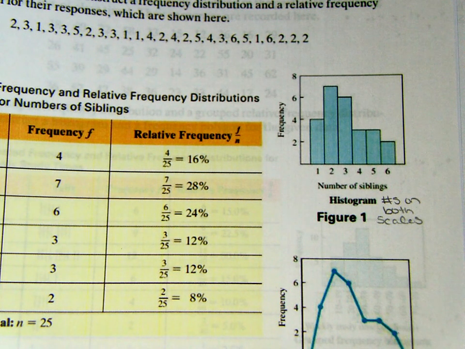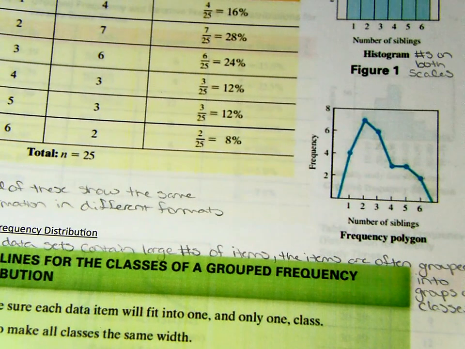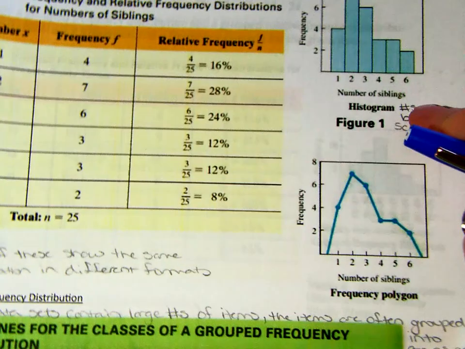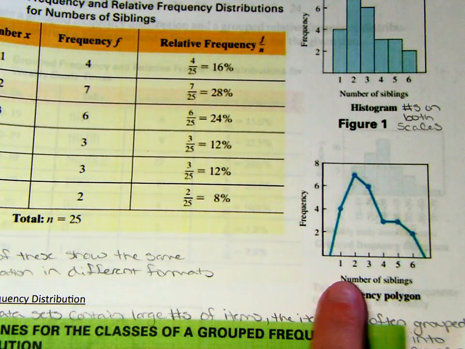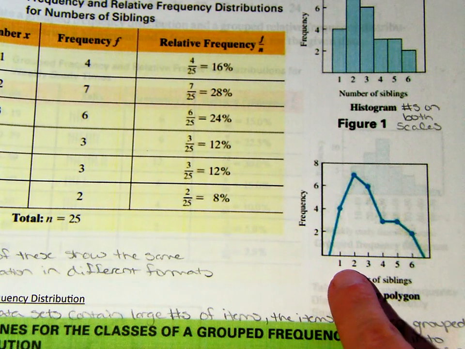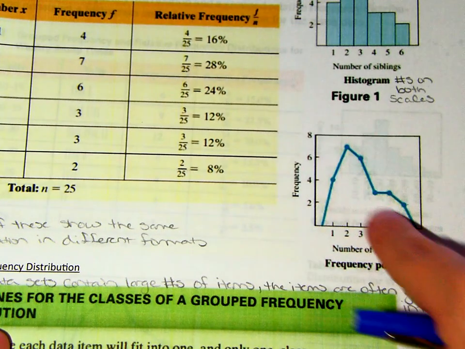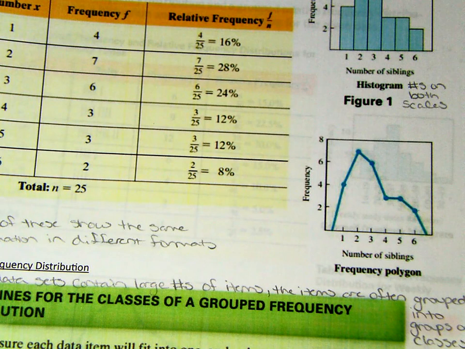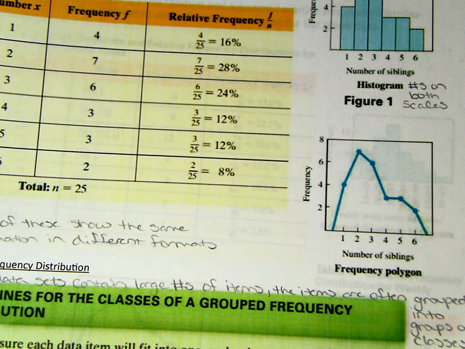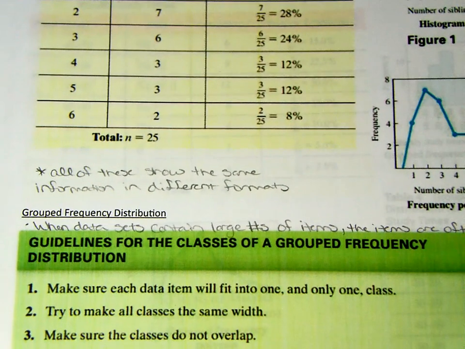A frequency polygon, again, represents the exact same information. If you look at it compared to the histogram, we have the number of siblings on the x-axis, we have the frequency on the y-axis. It's just that this one we're using like a line graph, and it makes this kind of wonky shape, this polygon, which is why it's called a frequency polygon. The table, the histogram, the polygon, they all show the exact same information, just in different formats. Nothing has changed. It's all the same.